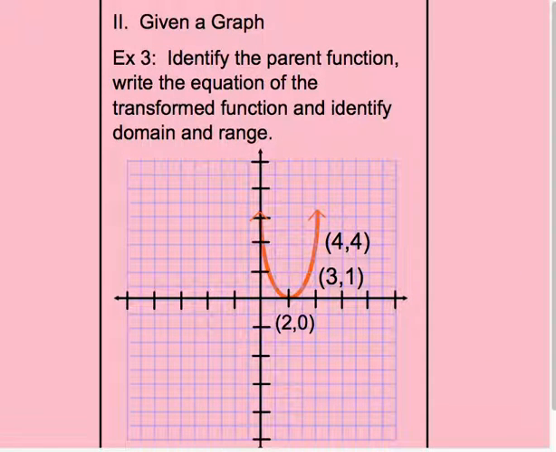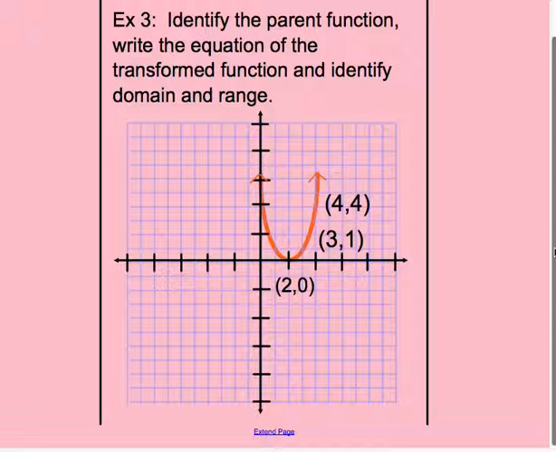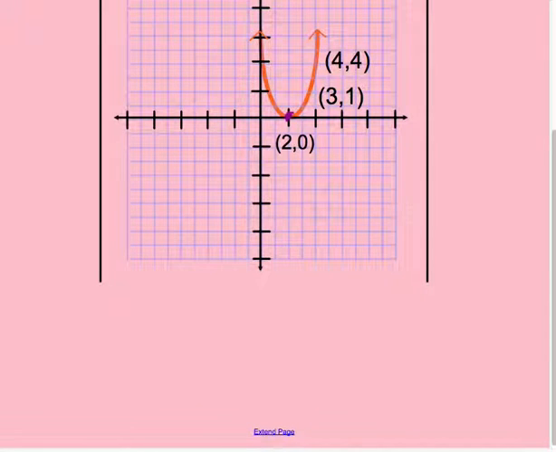Next, we're going to take a look at the graph of a transformation and write the equation from there. So what I like to do is, first of all, identify the shift. So you look at the new critical point. So in this case, it's (2, 0). So we have a horizontal shift of right 2.